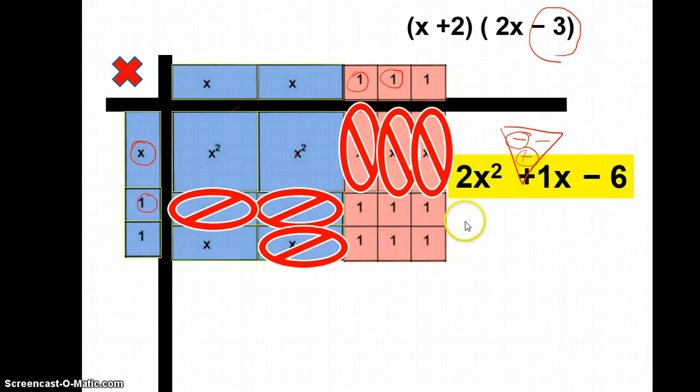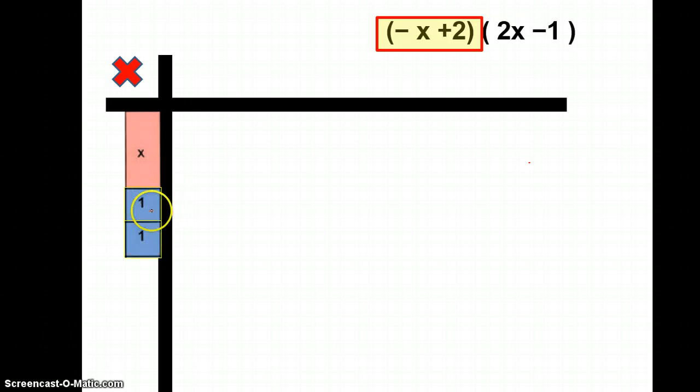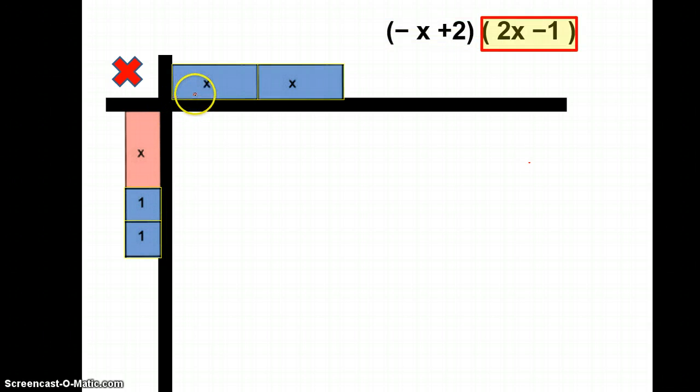Now let's try something a little bit tougher. If at any time you want to try any of these on, just pause me, try it out, and then see if you get it right. This one, ooh, there's a negative there. Beware. No, it's nothing. Let's try it out. That's a negative x. That's why it's red. And I have 2 positives. I have 2 x's and a negative 1.